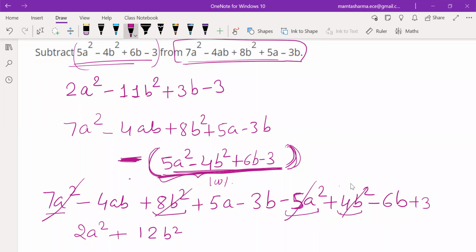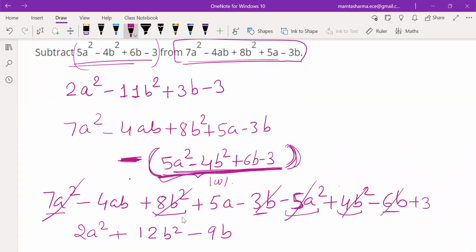Next, Tanvi. 3b and 6b. Okay. They both are minus. You will add them, keep the sign. Minus 9b, correct. So you can cut these two terms.